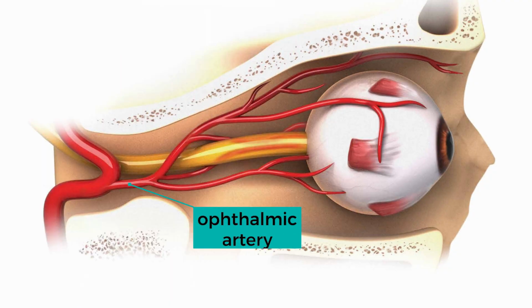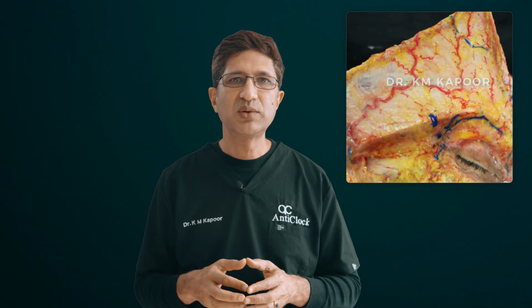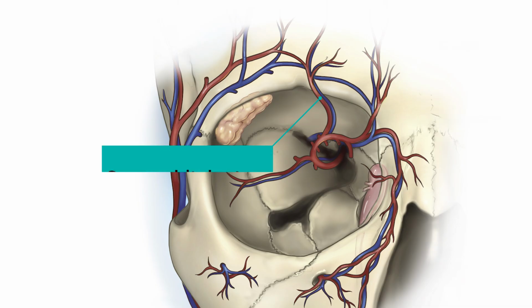Next, we have the supraorbital and supratrochlear arteries, both of which are branches of the ophthalmic artery, a branch of the internal carotid artery. These arteries supply blood to the forehead and eye area. The supraorbital artery supplies the forehead, the scalp, and the eyebrow region. When performing treatment in the upper face, it is essential to know the location of the supraorbital artery, as this is a high-risk area for vascular occlusion.